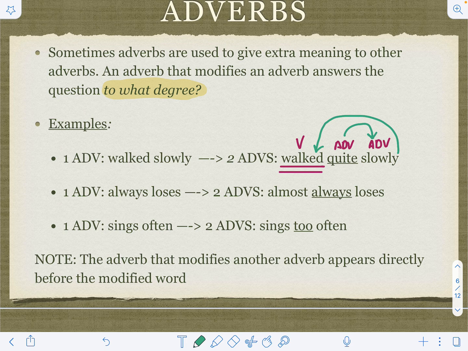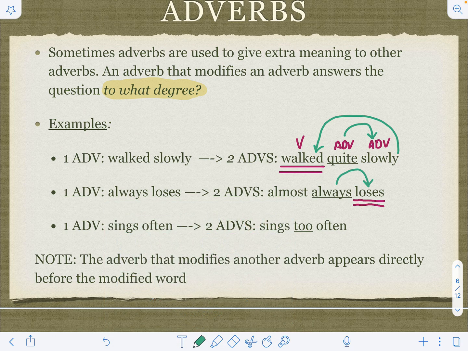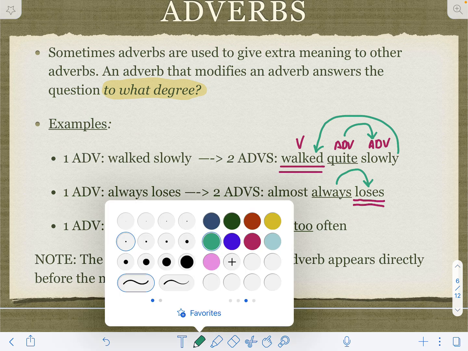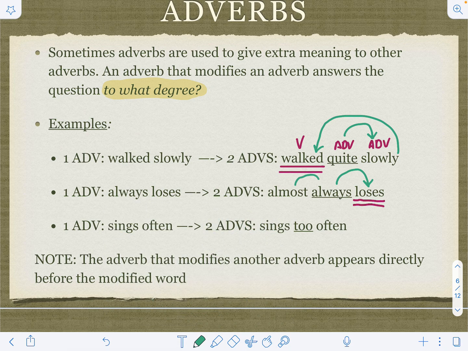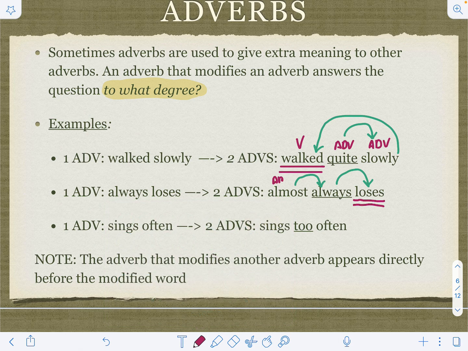Second one, always loses. We have our verb, loses, and the original one had always. To what degree do they lose? Always. To what degree is it always? Almost always. So then we have two adverbs. One adverb modifying the verb, and the other adverb modifying the other adverb.